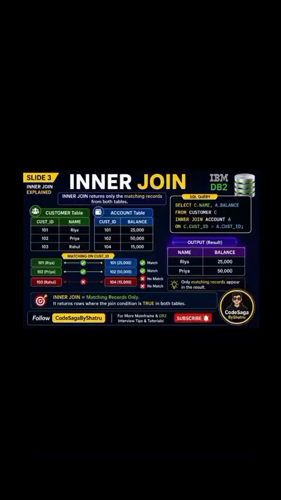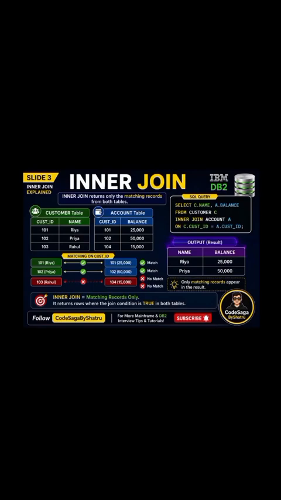Now let's understand inner join. Inner join returns only the matching records from both tables. Let's take a simple example. In the customer table, we have three customers, Riya, Priya and Rahul. In the account table, we have account details for customer ID 101, 102 and 104. Now SQL compares the common column, customer ID. Customer ID 101 is present in both tables, so Riya appears in the result.